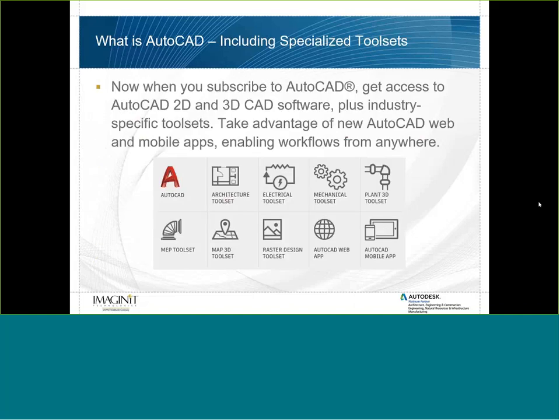Okay, so what is AutoCAD, including specialized tool sets? Now when you subscribe to AutoCAD or you transfer your perpetual AutoCADs over to subscription, you now get access to a multitude of products instead of just plain AutoCAD. So you get your standard AutoCAD that you're used to and familiar with, your standard 2D, 3D, and then you get a lot of industry-specific tool sets that are included in this new AutoCAD, including specialized tool sets. This allows you to take advantage of the new AutoCAD web and mobile apps and enabling workflows anywhere within your organization, and to also leverage the power of the Autodesk platform to help grow and expand the kind of things that you're going to be doing in your business.